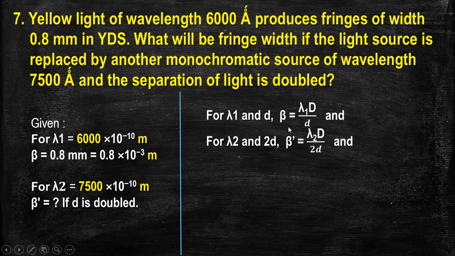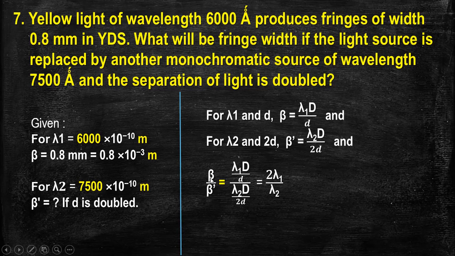If you write the same expression for lambda 2, it will be beta dash equal to lambda 2 D upon 2d. Then you have to take beta upon beta dash. You should not take beta minus beta dash. If you take beta minus beta dash, you get the change in fringe width, but the values of capital D and small d are not given here. So that is the reason you should take the ratio of beta and beta dash, to eliminate any one of these values or both.